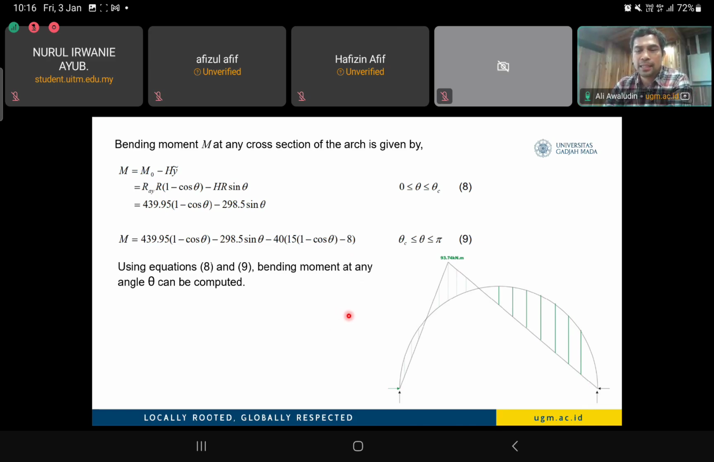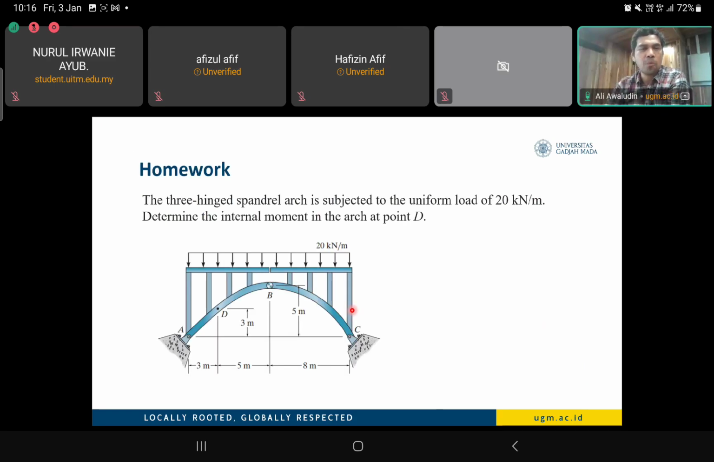Okay, this is, I think, homework. But the homework is not the 2-inch arch because it's a bit complicated, but I don't know, probably Dr. Hasna will further elaborate and also maybe give the assignment that we could check together.